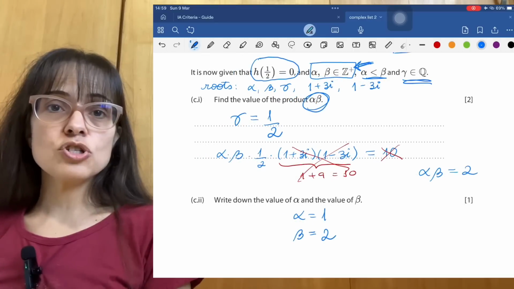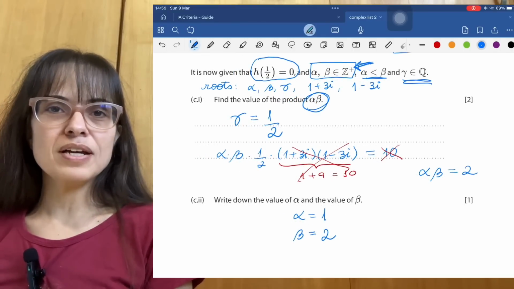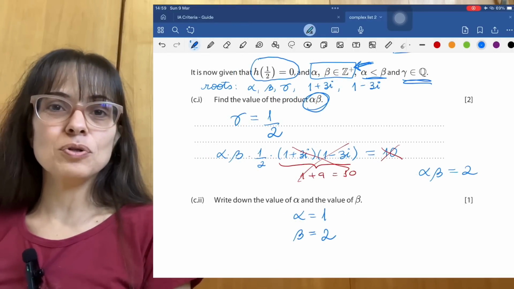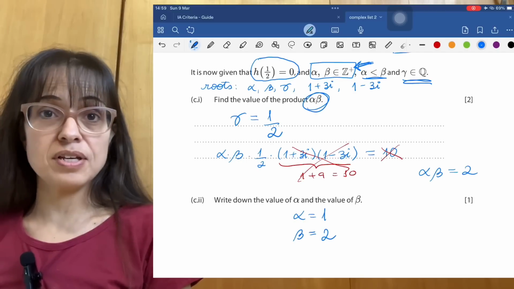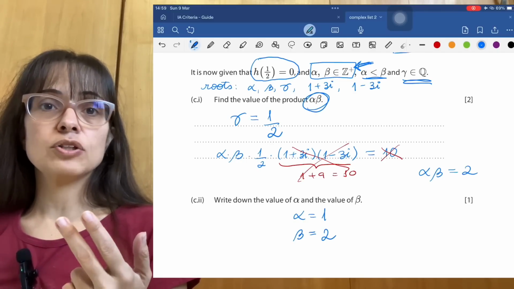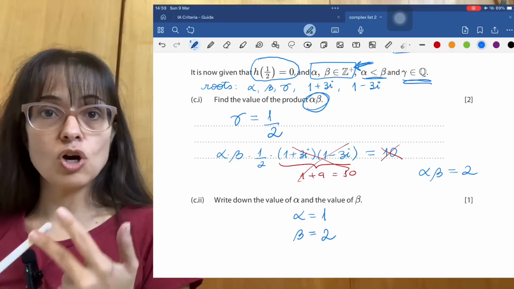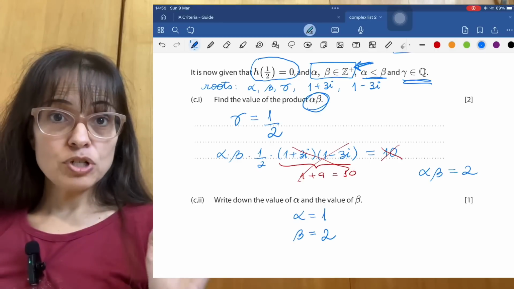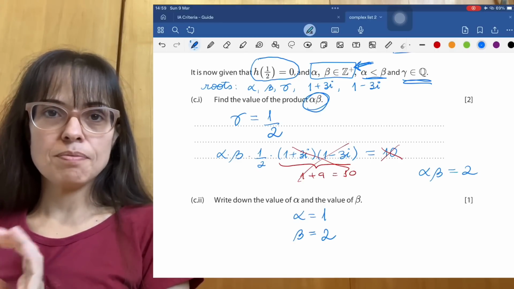So those were the questions that I wanted to show you about this topic. As you can see, they are not difficult, but you do need to know these things: the sum of the roots, the product of the roots, and the fact that complex roots always appear in conjugate pairs. You can solve a bunch of exam questions just with these things.